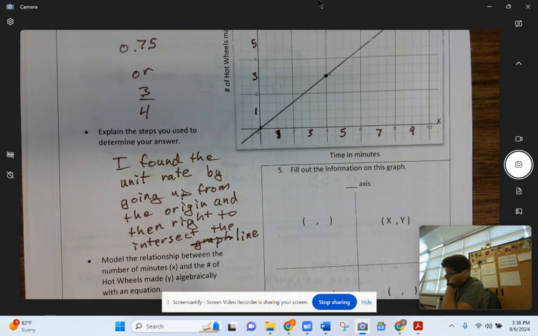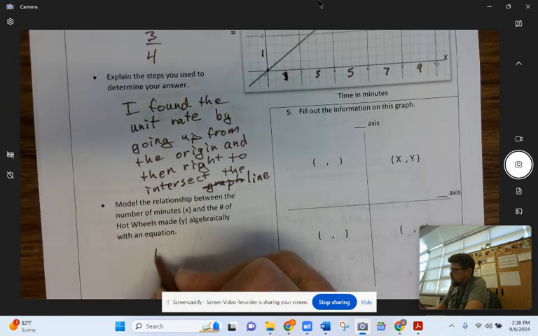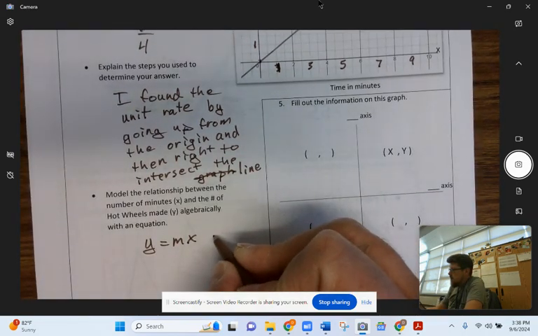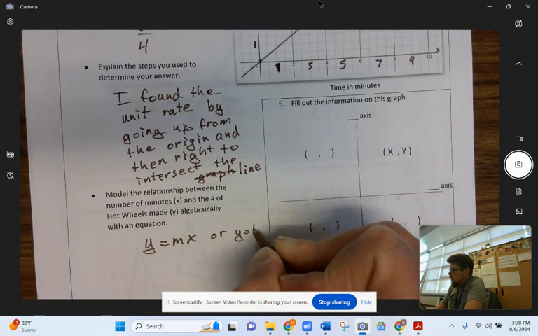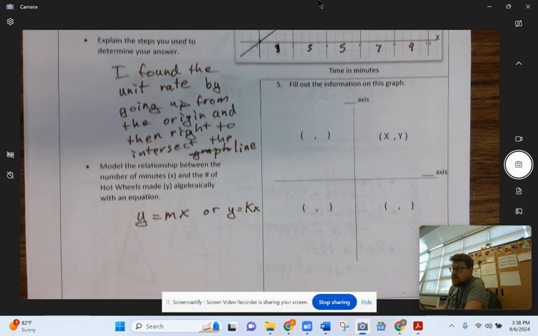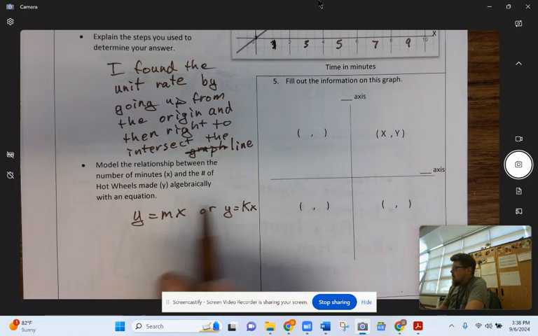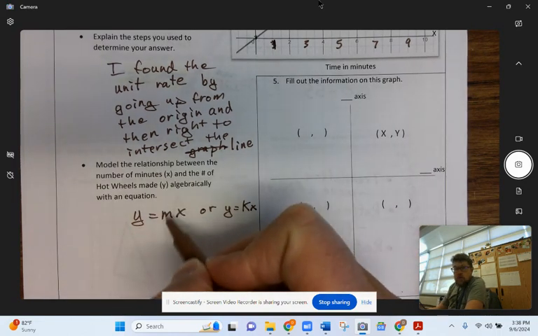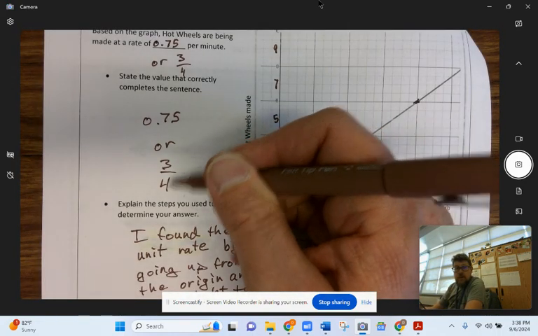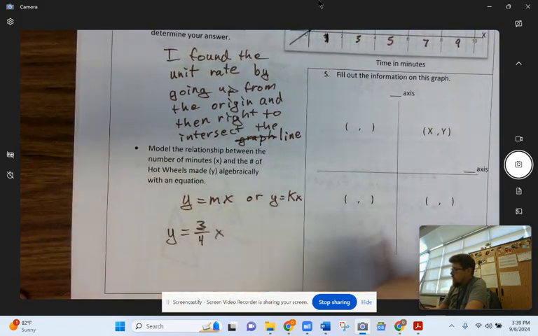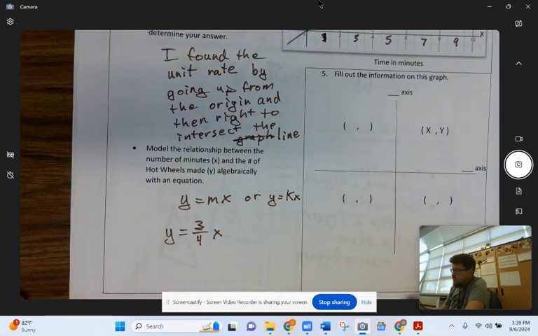Model the relationship between the number of minutes x and the number of Hot Wheels made y algebraically with an equation. Well, all proportional relationships are going to be in the form of y equals mx. I think in 7th grade it's represented as y equals kx, because I think k is the constant of proportionality, I believe. But anyway, this m value, that's your unit rate, and that's our unit rate right there, so that's 3/4. So you could say y equals 3/4 x, and that'll do it for you.